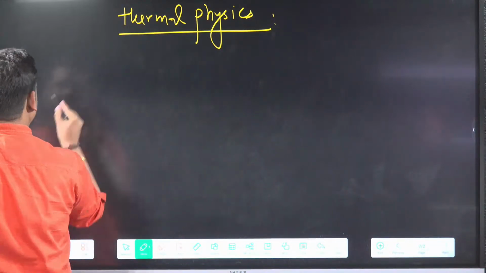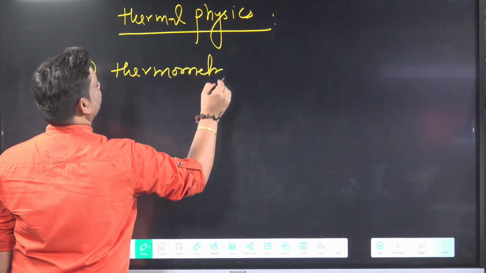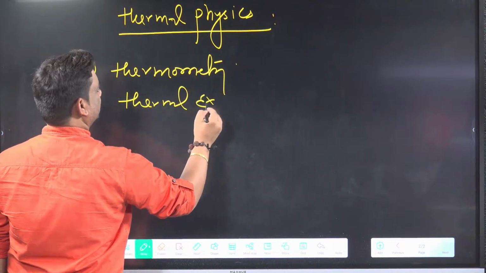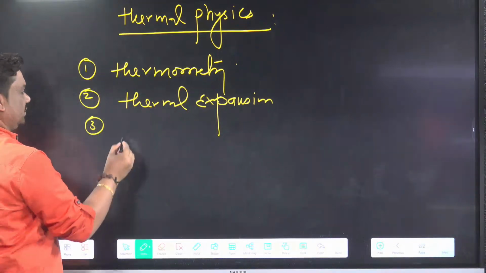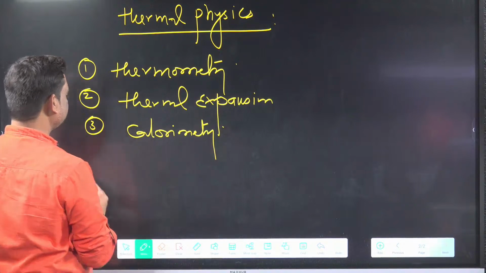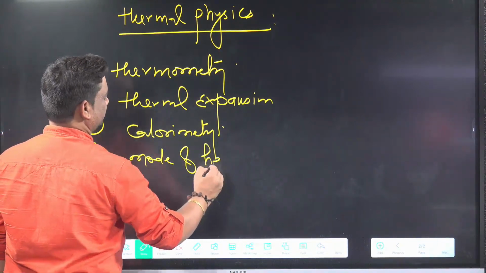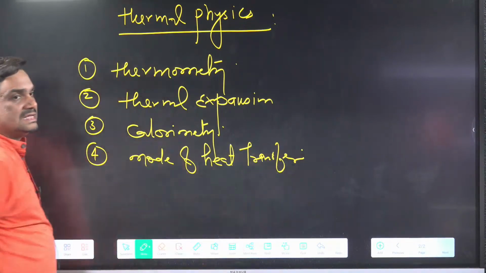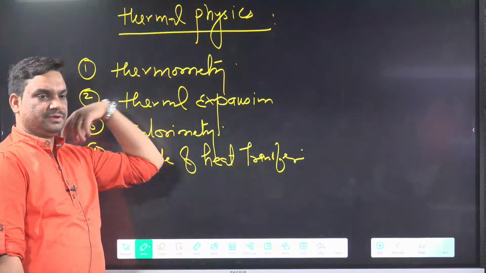First one we are having here, that is your thermometry. Then we are having thermal expansion. Third one we are having your calorimetry. Fourth one is mode of heat transfer. As per NCERT, these 4 subtopics are given in a single chapter, that is your thermal properties.